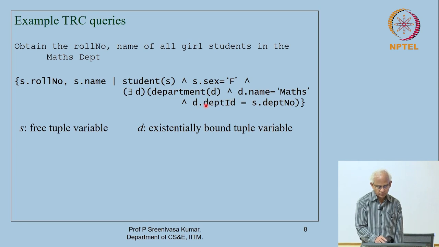And since in some sense this is the join condition, right. We should not be using the word join here because actually join is a relational algebra operator, but in some sense we can see that the join of S and D makes sense in our context if D dot department ID equals S dot department number and then D dot name equals maths. Okay.